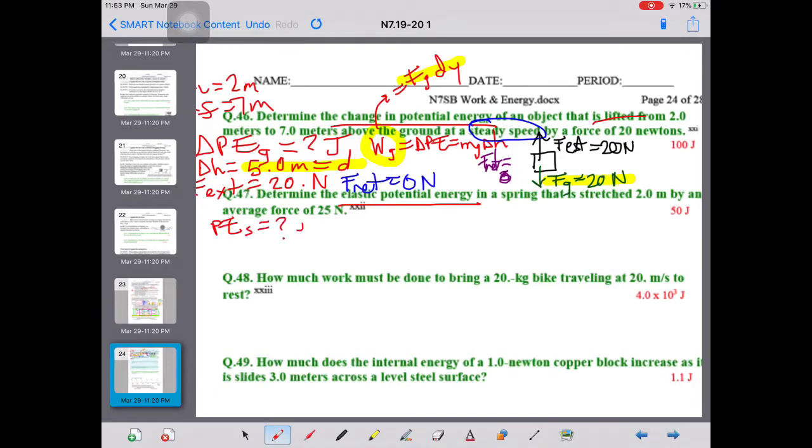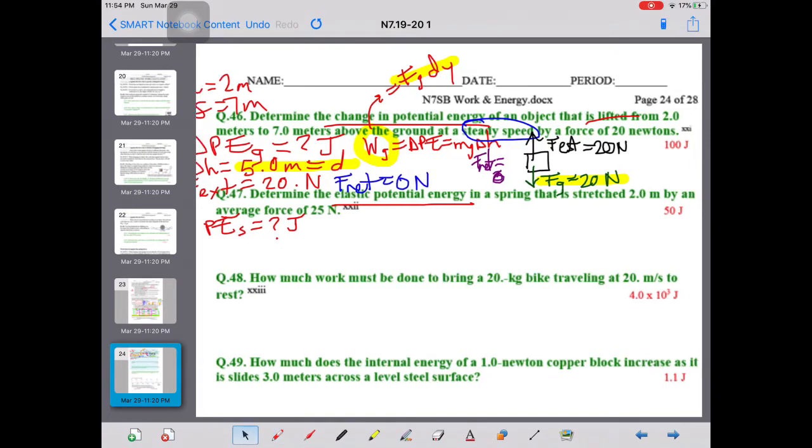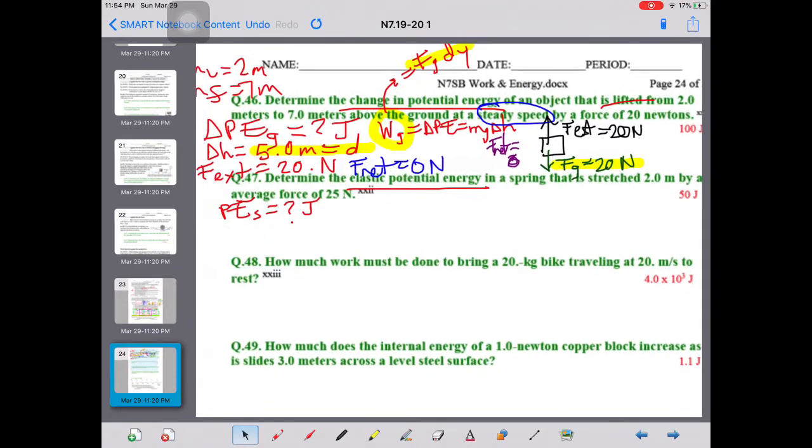Now, the thing about this course is sometimes they're a little careful to call it change versus not change. Sometimes they're sloppy. So basically, PES and delta PES are going to be more or less the same in this course. Like I said, in a higher level course, it's not true. But anyway, a spring that is stretched 2 meters by an average force. So stretch x is 2 meters by an average force of 25 newtons. You can call that force on the spring if you'd like.